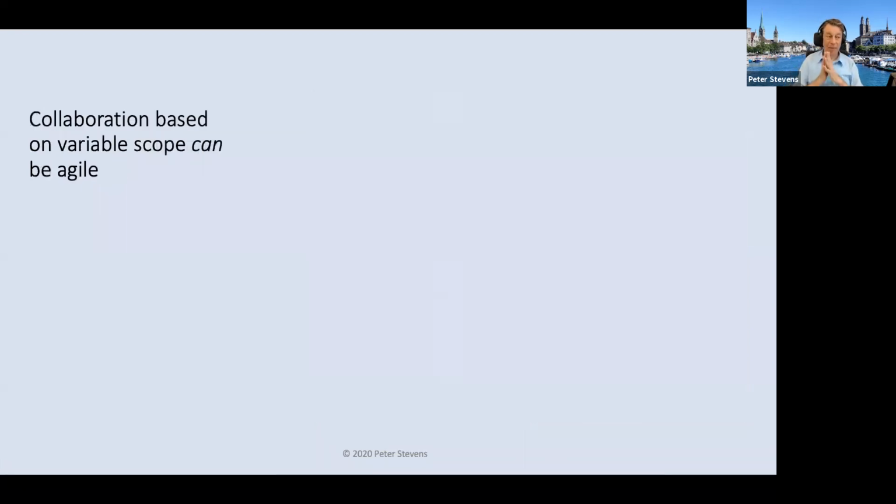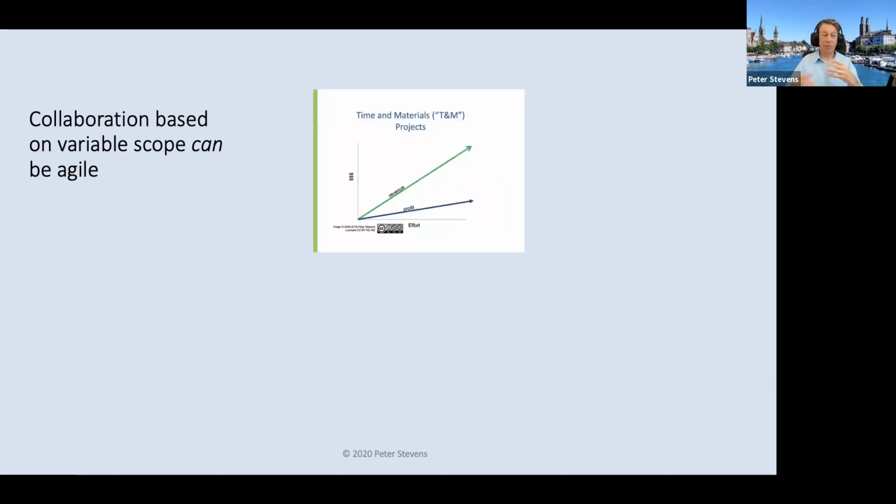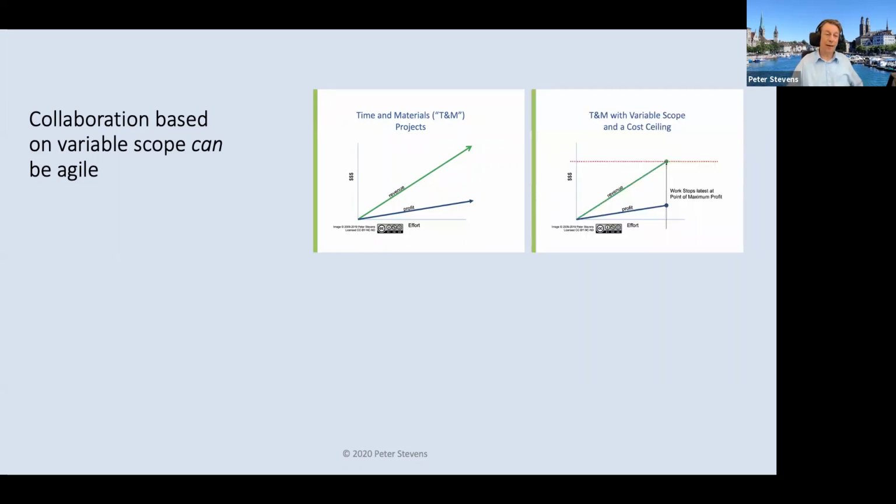Okay. Now, if our collaboration is based on variable scope, which we haven't defined in advance, then the agreement can be agile. I won't say that it is agile, but it can be agile. So what does this look like? Well, time and materials, let's put it this way, it's not too bad, it could be worse. But on the other hand, when you're doing agile, you're introducing sprints, okay? And that gives you some additional checkpoints, which I'll come back to in a second.